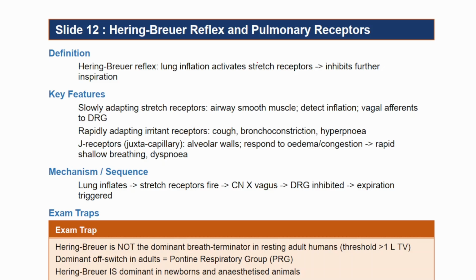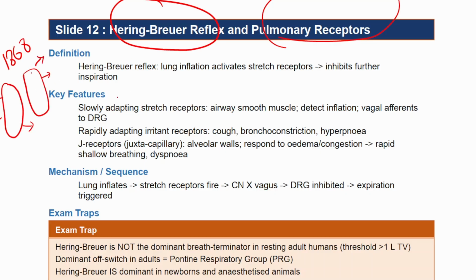Now that we have thoroughly covered the anatomy of the central and peripheral chemoreceptors, we can fast forward to the topic of the Hering-Breuer reflex and pulmonary receptors. These are mechanical sensors in the lung itself that feed information back to the brainstem. And out of them, the most famous is the Hering-Breuer reflex. In the year 1868, Hering and Breuer discovered that inflating the lung inhibited further inspiration.